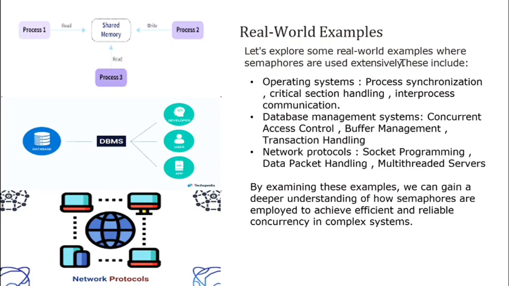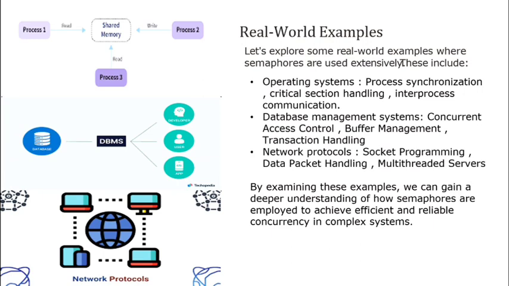Semaphores are used to implement transaction handling mechanisms, including locking and queuing. They help maintain data integrity by ensuring that multiple transactions do not interfere with each other while accessing or modifying the database records. Then, in network protocols and socket programming, semaphores are used for managing concurrent connections and data transfer. For example, a server can use semaphores to control the number of client connections it can handle concurrently, preventing overload.